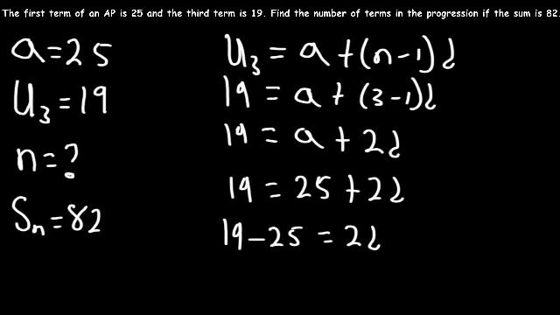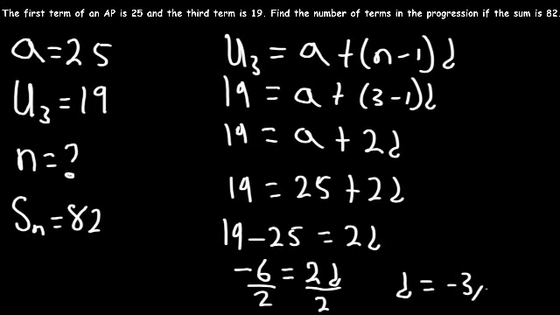Now 19 minus 25, that should be negative 6. So I should have negative 6 equal to 2d. The next step is that I would like to divide both sides by 2, and in the end I should get the value of d to be equal to negative 3. So this is the value of d.